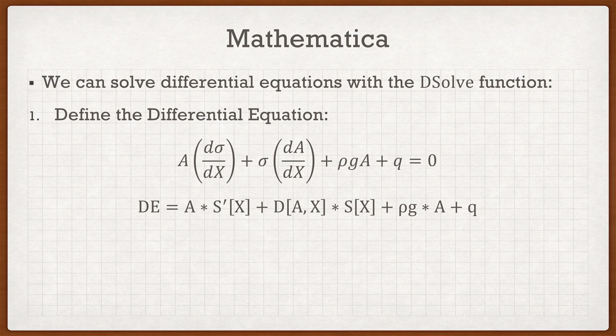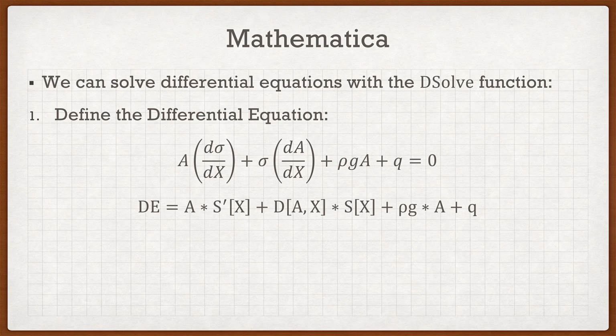So s prime, well, you guys know that means the derivative of s with respect to x, s prime of x. That's the first component. And then plus s of x multiplied by dA with respect to x. So that dA with respect to x, that's my derivative of A with respect to x above. And finally, rho g times A and then q. So all I did here was define my differential equation. I didn't say what it's equal to or anything like that. I just defined what the equation is.